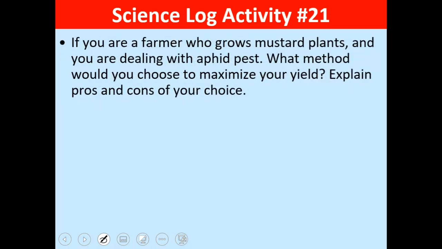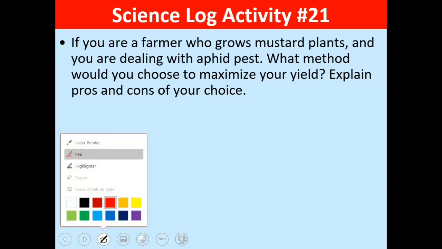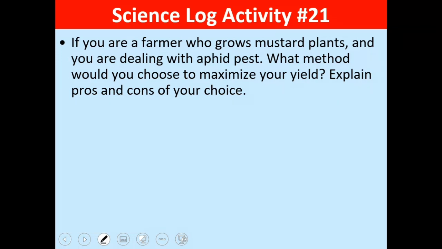This is a little bit of an activity time that I'm going to show you. If you're a farmer who grows mustard plants and you're dealing with aphid pests, like the one that I introduced to you, what method would you choose to maximize your yield? So, to increase the crop productive outcome, what kind of method will you use? And I want you to also focus on the pros and cons of it.